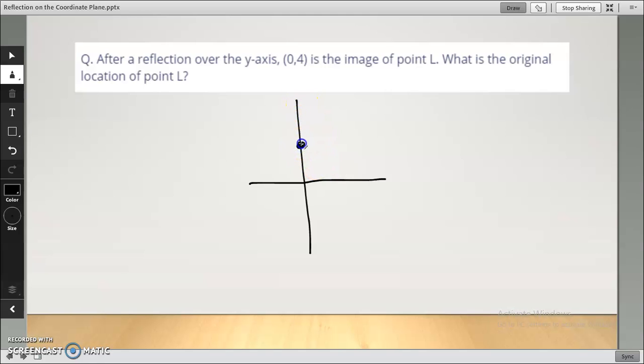Well, to reflect that, I can't really do anything, right? Because how can I reflect this over the y-axis? This is the y-axis. So this is going to give me (0, 4). And when I change it over the y-axis, the thing that I'm changing is the x, and the x is 0.